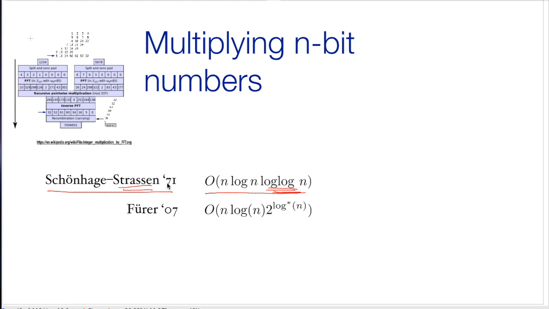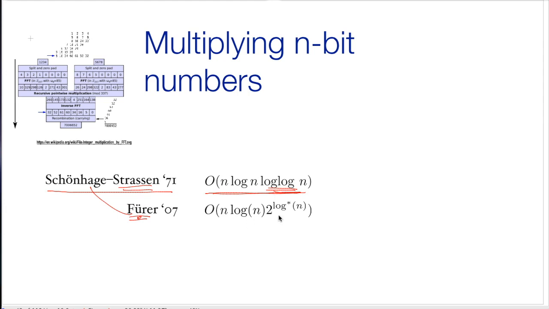In 1971, he discovered this cool algorithm. It was the best multiplication algorithm until just a few years ago. Martin Fürer was actually one of the students. I forget whether he was Schönhage's student or Strassen's student. He had been working on this problem of multiplication for 20 years. 20 years. And then he had this breakthrough and he figured out how to make all of this stuff work out.